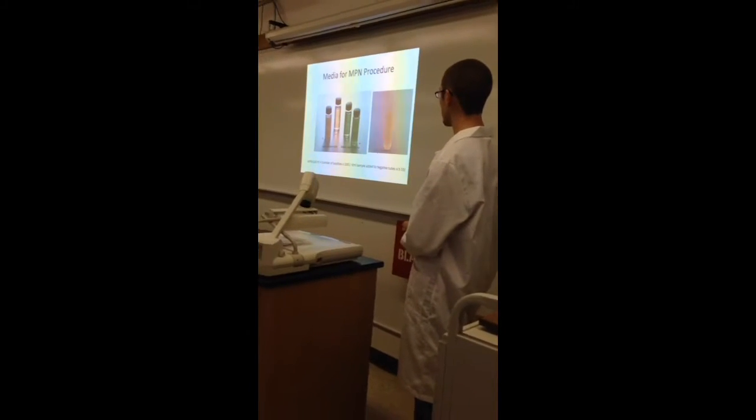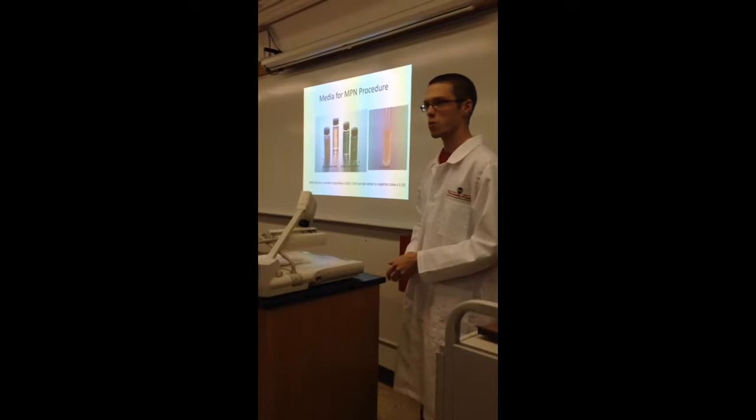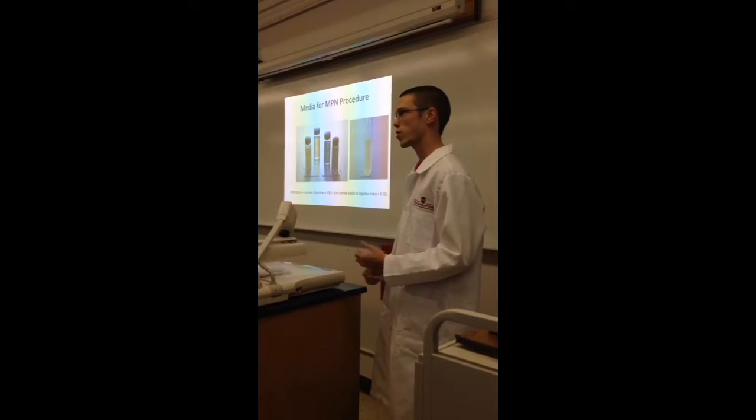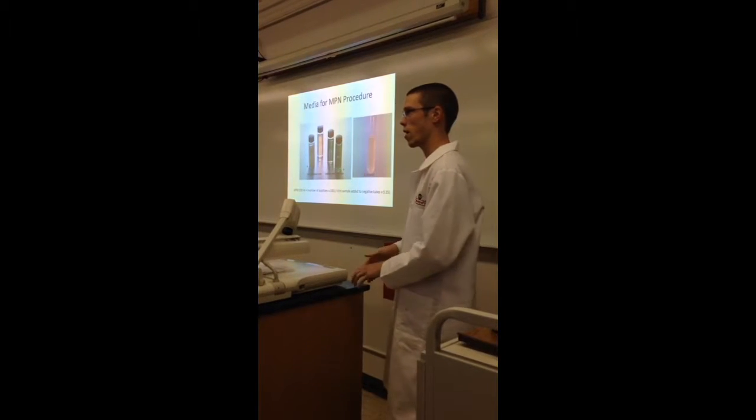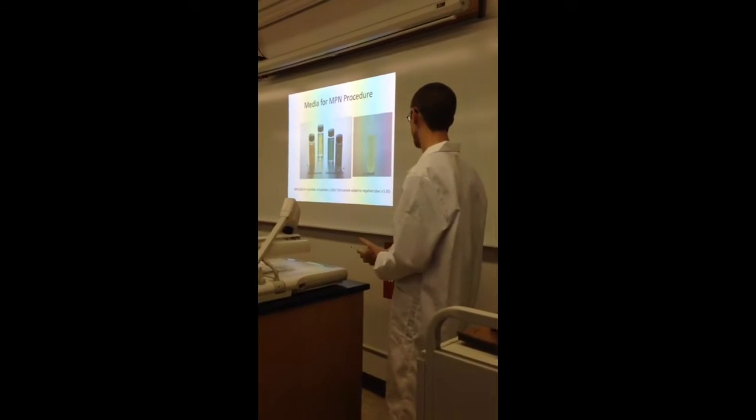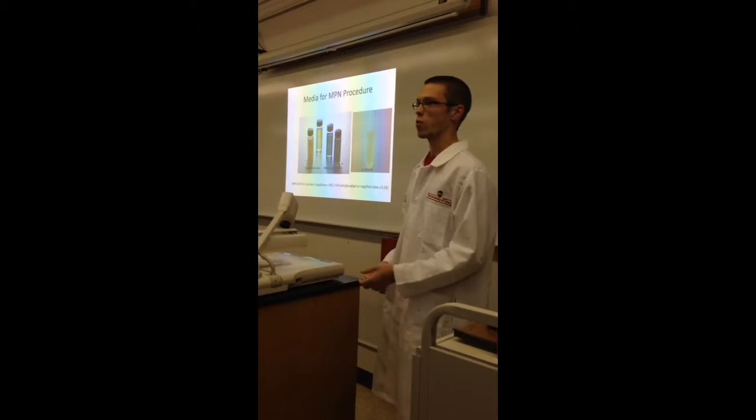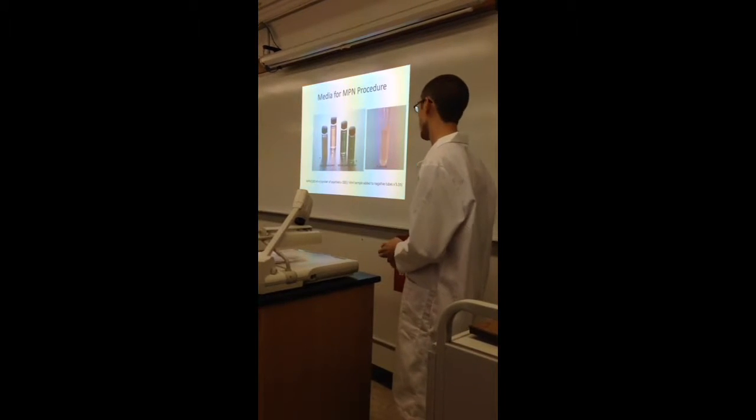So for the MPN procedure, you use Laurel tryptose broth as your first test. That's the presumptive. And I'll leave you to look at what the actual media means. And then your confirmed and complete test are brilliant green and E. coli. And so you can also look up and see which one of those is total coliforms versus fecal coliforms, things like that.